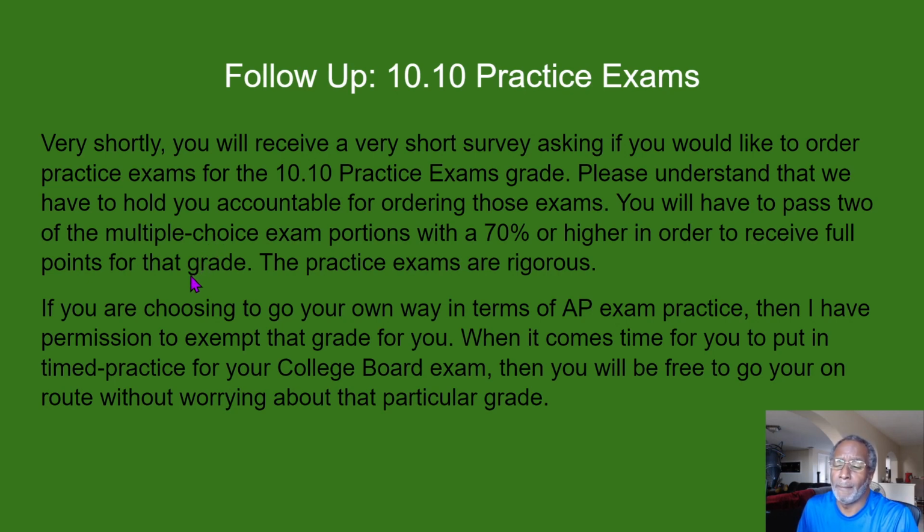Now, just to let you know ahead of time, we're asking 70% or higher on the practice exams for the 150 points. So no sliding scale. We're keeping this very simple. A passing score on the multiple choice portion gets you the 150 points. There is a catch. The catch is these practice exams are rigorous. These are the most rigorous practice exams that money can buy. And so the 70% or higher will be a challenge for most students.